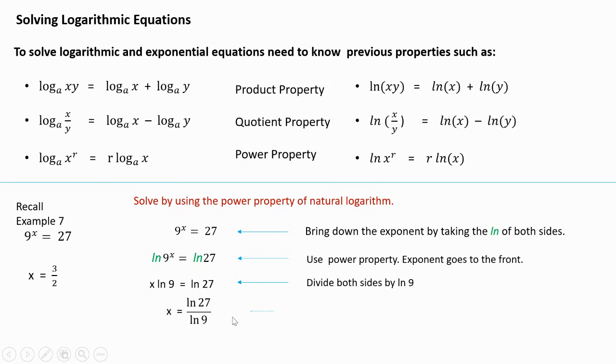Okay, now, so x equals ln of 27 over ln of 9, and then you use your calculator, and this is your solution. The answer is 1.5, or 3 over 2. Remember, guys, you see we got the same answer, 3 over 2, 3 over 2.